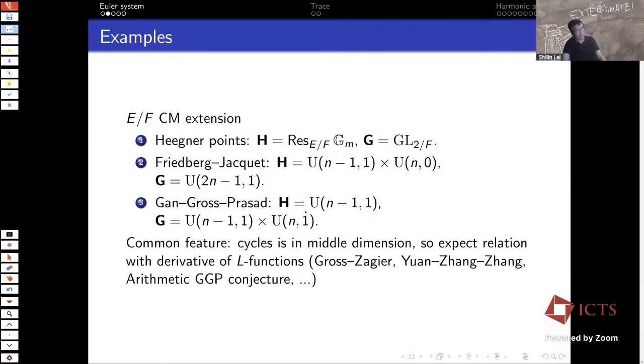So the common feature is the resulting cycles that you get if you compute the dimensions of all the Shimura varieties. It's in the middle dimension, arithmetic middle dimension to be precise. In this case, we have conjectures that predict the height of the cycles should be related to derivatives of L-functions. And in the Heegner point case, this is a theorem of Gross-Zagier, and later generalized to more general settings by Yuan-Zhang, Shou-Wu Zhang, and Wei Zhang.